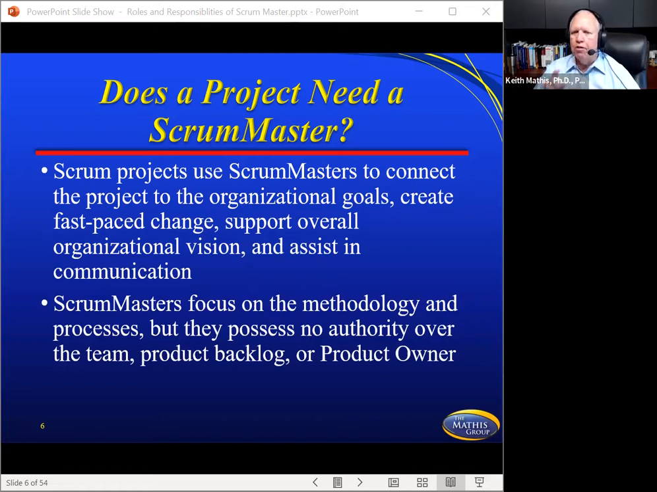Scrum Masters focus on the methodology, though, the processes, but they possess no authority over the team, the product backlog, or the product owner. And really the violation that we are seeing is in that second bullet point, is that sometimes people put the Scrum Master in and he or she feels that they have to engage with the team in the sense of holding them accountable, or engage with the product owner and making sure that they're refining the backlog correctly. And a lot of times in the truest sense, that's not really what they're there for. And maybe your situation is a little different, but in the truest sense, that's not really what they're there for.